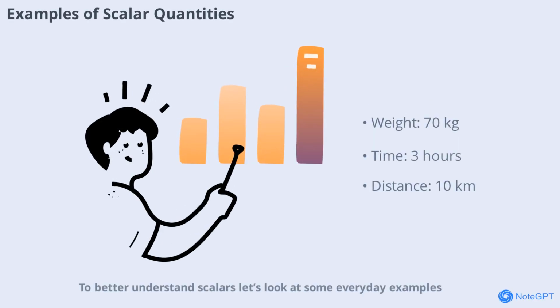To better understand scalars, let's look at some everyday examples. When you check your weight on a scale, the number you see, say 70 kilograms, is a scalar quantity. It tells you how much mass you have, but not in which direction. Similarly, when you look at the time on a clock, like 3 hours, it's just a value with no direction. Even the distance you travel, such as 10 kilometers, is a scalar if you're only interested in the total length covered, not the path or direction. These examples show how scalars are everywhere in our daily lives.